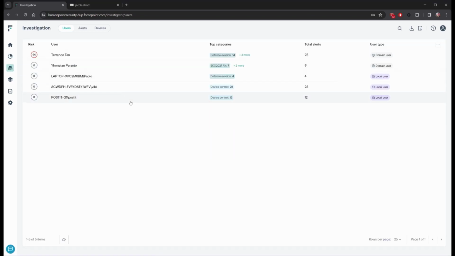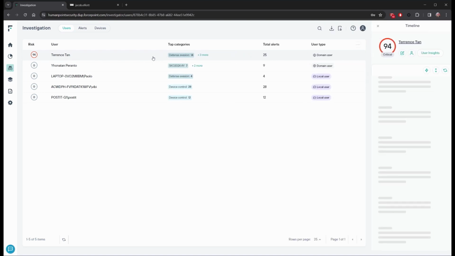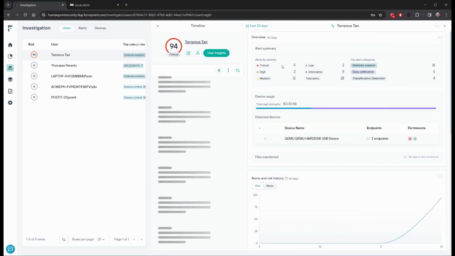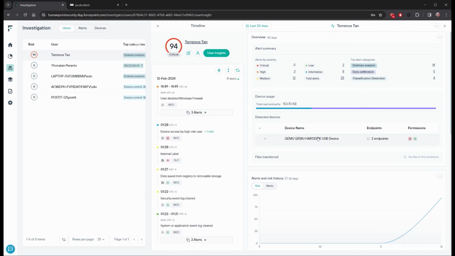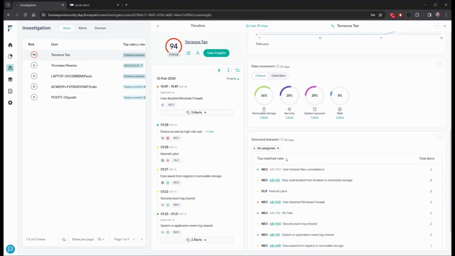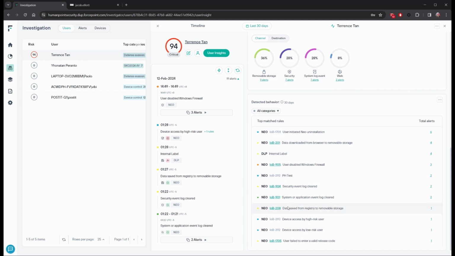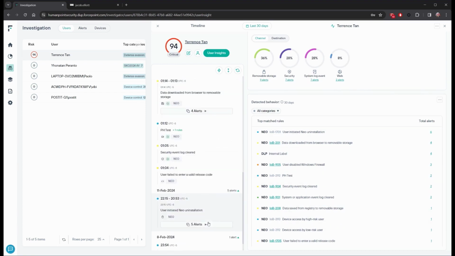Moving from the dashboard into the investigation view, you can target specific users and do a deeper dive on their incidents. So we can have an overview in terms of what's happening. How much data are they sending? What rules are they violating? What indicators of behavior have been triggered? We also get a timeline of events that have occurred as well.